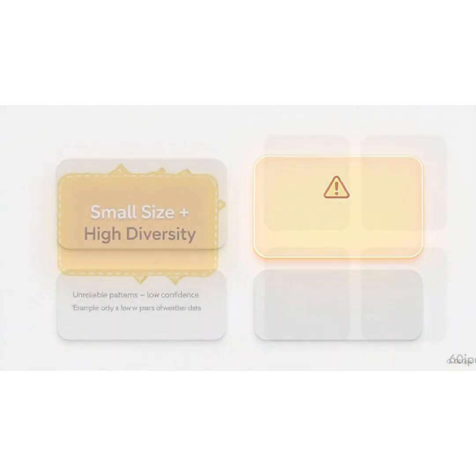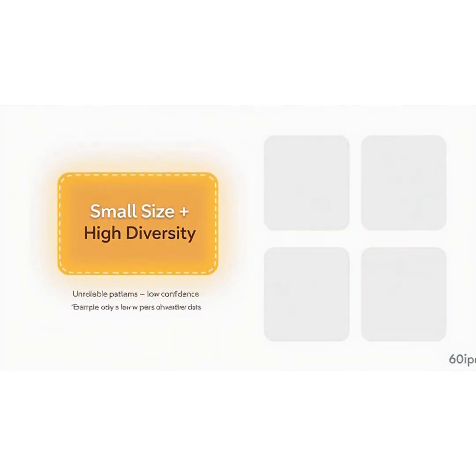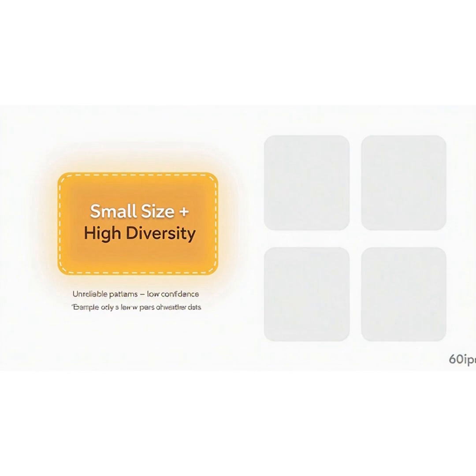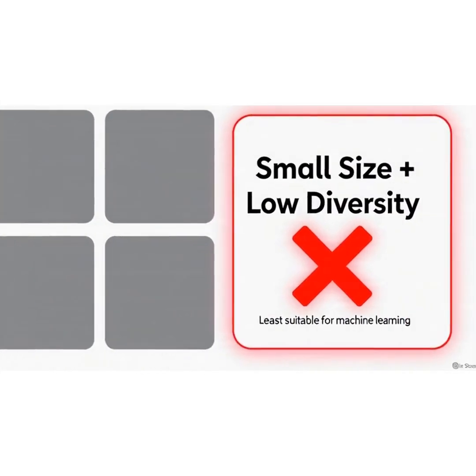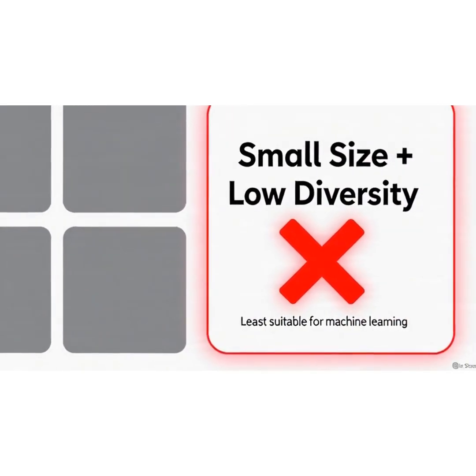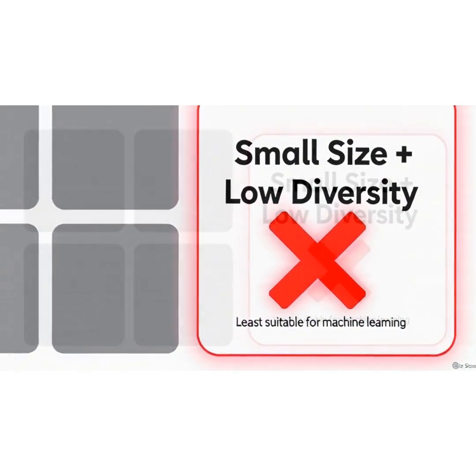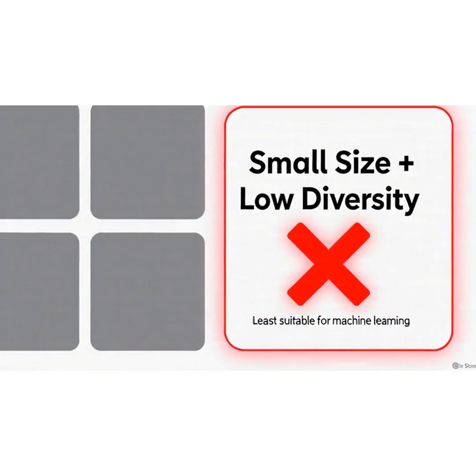A small but highly diverse dataset also falls short. Most models cannot find reliable patterns in too few examples. Predictions will lack the confidence a larger dataset provides. And a small dataset with low diversity is the least suitable for machine learning. Without sufficient examples or variety, the model learns almost nothing useful.